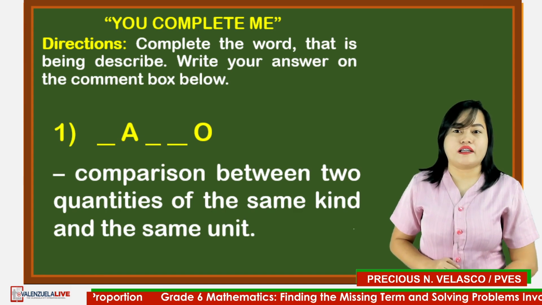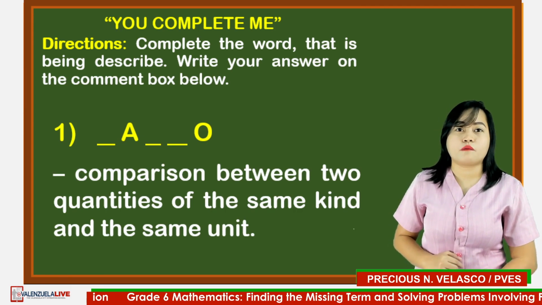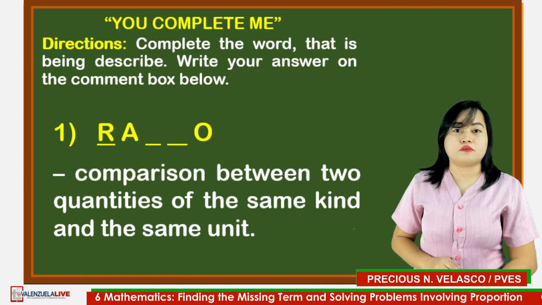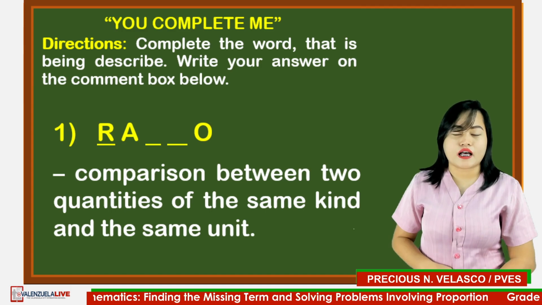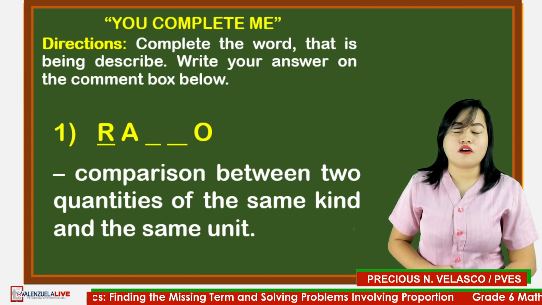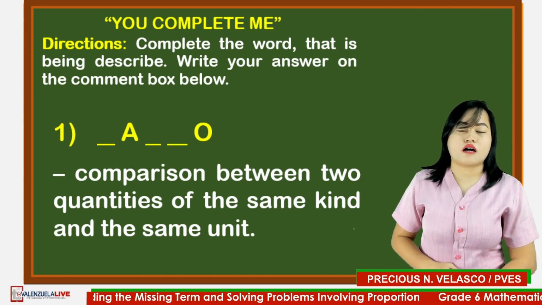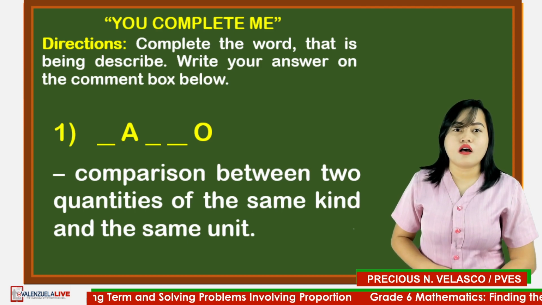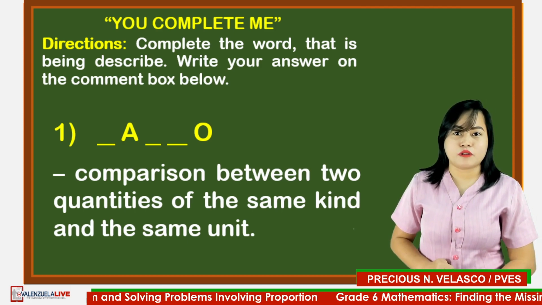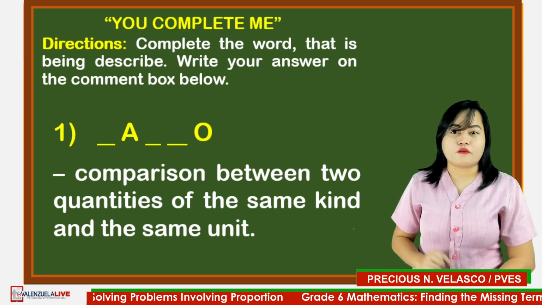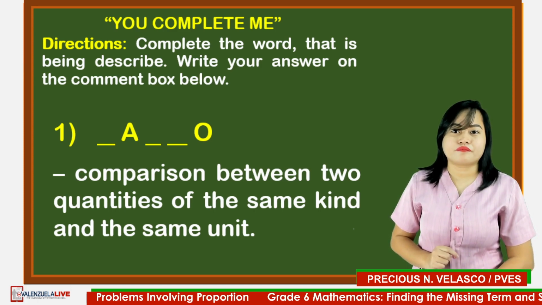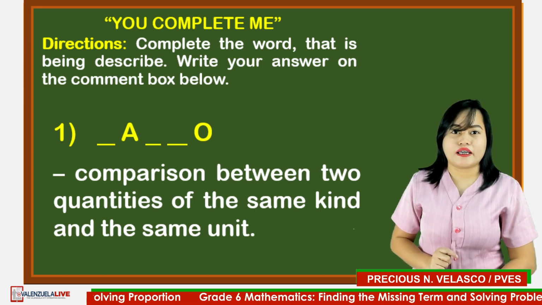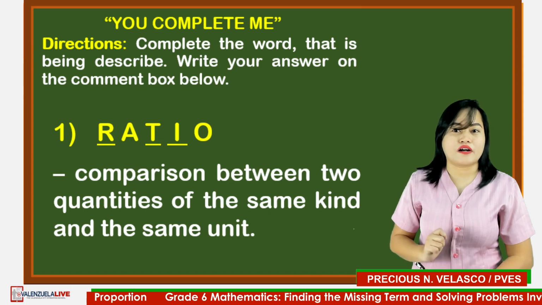Before we further dig in, let's have an activity entitled You Complete Me. What you're going to do is complete the word that is being described, and write your answer on the comment box below. This is our first word. It is defined as the comparison between two quantities of the same kind and same unit. Okay, type in your answers below. I can see a lot of correct answers. So the first word is, very good, ratio.